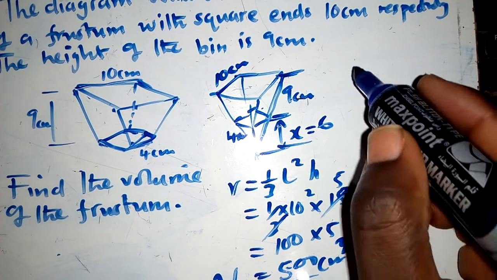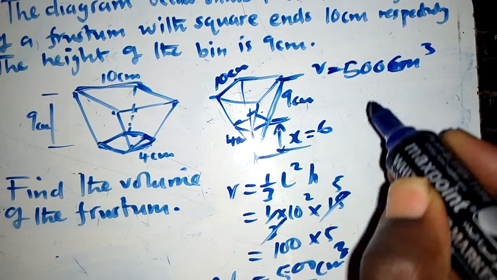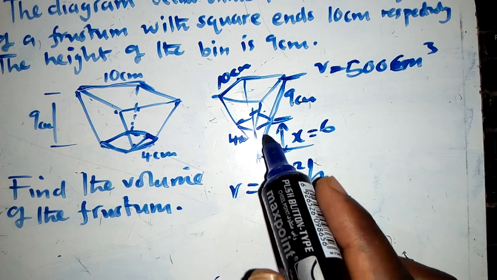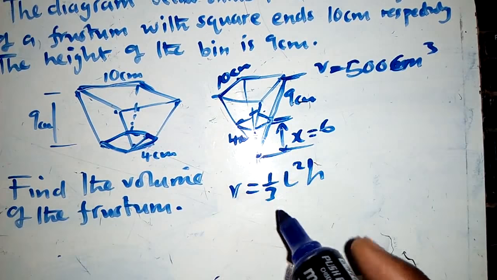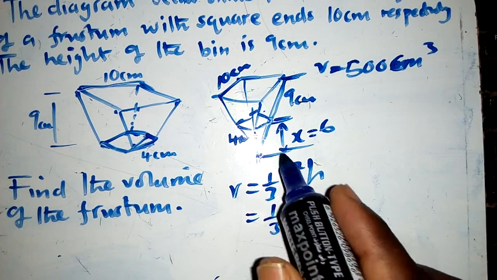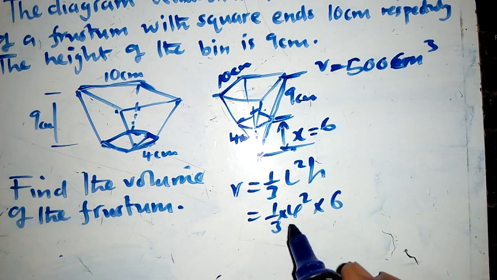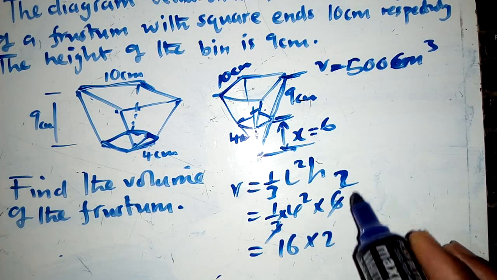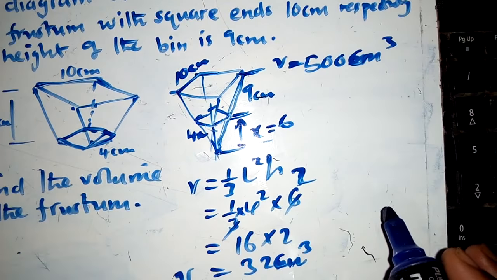So the next step, let's write 500 centimeters cubed here. This is the volume of the full pyramid, or the complete pyramid without being chopped. So next, we'll find the volume of the chopped part, the top part which has been chopped. The same formula will apply. The length now will be 4 squared times height, which will be 6. From here to here is 6. So 3 into 6 is 2. Here 4 squared is 16 times 2. The volume of the chopped part is 32 centimeters cubed.